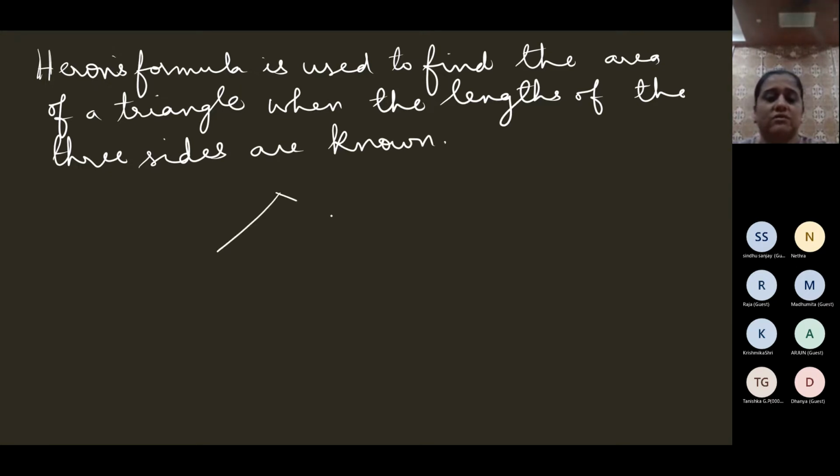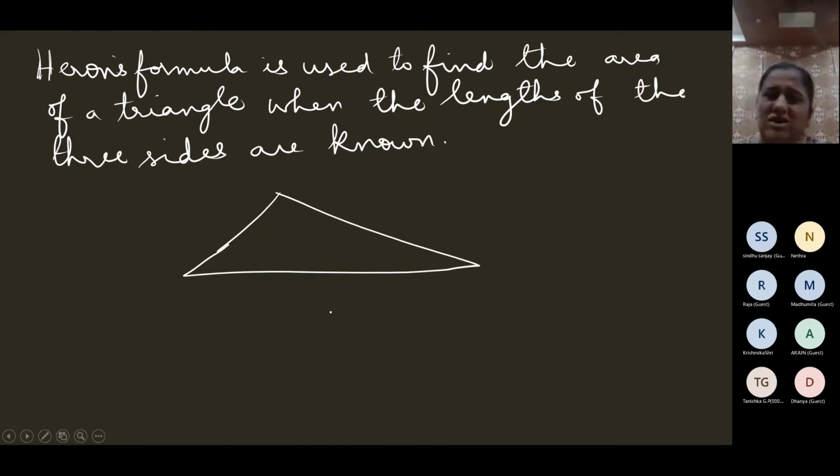So in a triangle, any triangle, you can find the area using Heron's formula. It can be a right triangle, it can be equilateral, any triangle. For an equilateral triangle, you already have a formula, √3/4 into side square. Supposing you forget that and you use Heron's formula, you will get the same answer. You can apply this formula to any triangle, whether it is isosceles, equilateral, right triangle, whatever kind of triangle it is.